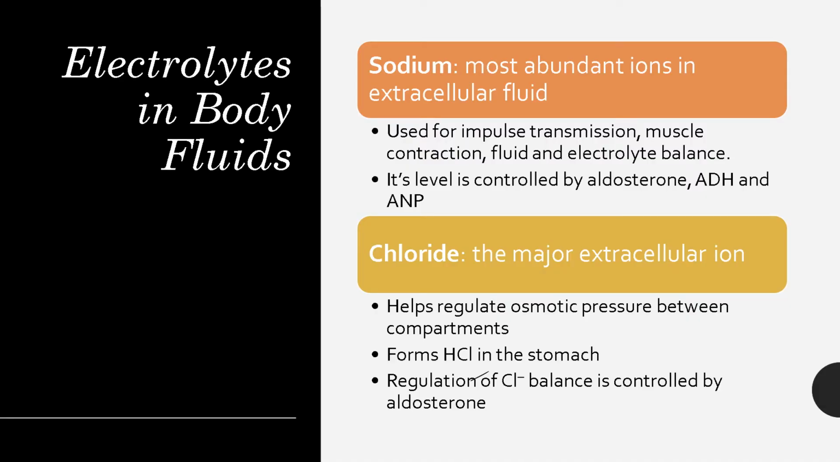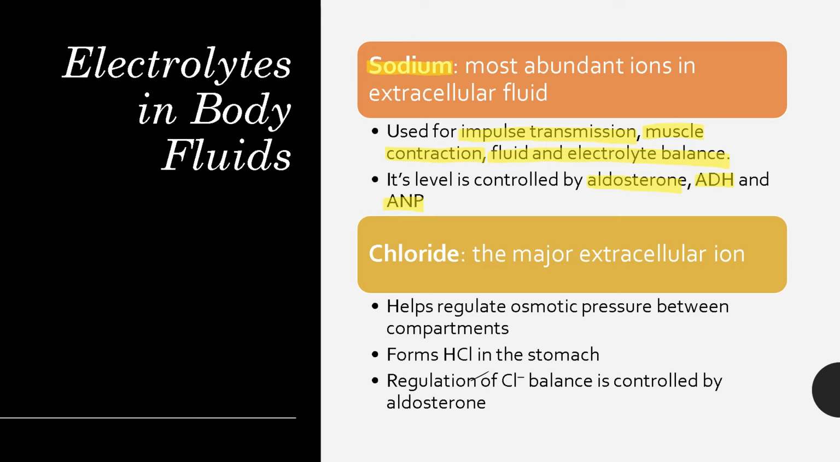So in the next couple slides, we're just going to be going over these ions. First off, we have sodium. This is the most abundant ion in extracellular fluid, and it is used for a lot of things, as we've kind of talked about all year, including impulse transmission. Think about action potentials, also muscle contraction, and fluid and electrolyte balance. Now remember that sodium levels are controlled by aldosterone, antidiuretic hormone, and atrial natriuretic peptide.